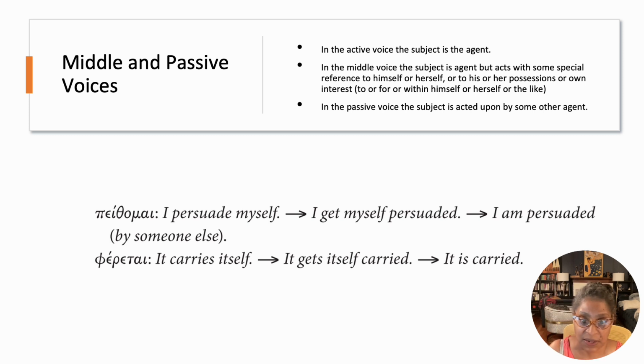So we're moving from the middle, I persuade myself, I get myself persuaded, and then the passive, I am persuaded. Similar here with pheretai, it carries itself, it gets itself carried, it is carried. These are all ways of dealing with the sort of blurring between the middle and the passive. So the passive voice is when the action of the verb is operating on the subject by some other agent. In the middle, it's the self doing the operating on itself, where in the passive, something else is acting on the subject. But we'll have some examples so we'll be able to see it a bit better.